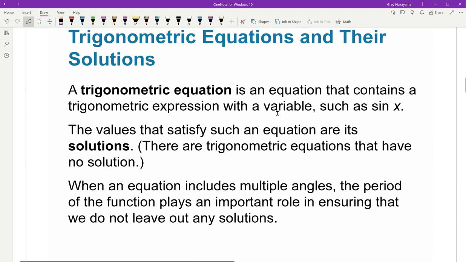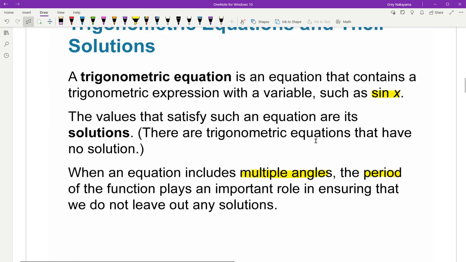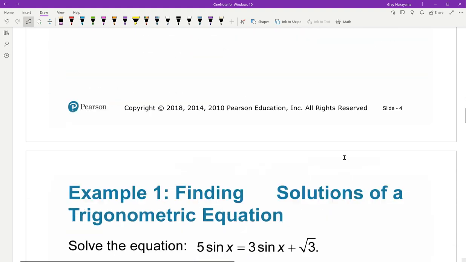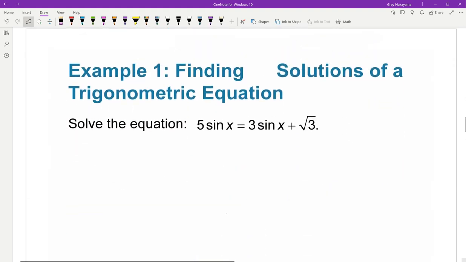Okay, so just to make sure you know, a trigonometric equation is any equation that contains a trigonometric expression. Solutions are any values that satisfy that equation. Whenever you're dealing with multiple angles, it's very important to remember the period of the function, and you'll see as we go through and do it. So, two main steps: isolate the trig function and then solve for the variable. I've got 6 examples to go through, again trying to do my best to show you one of each type.